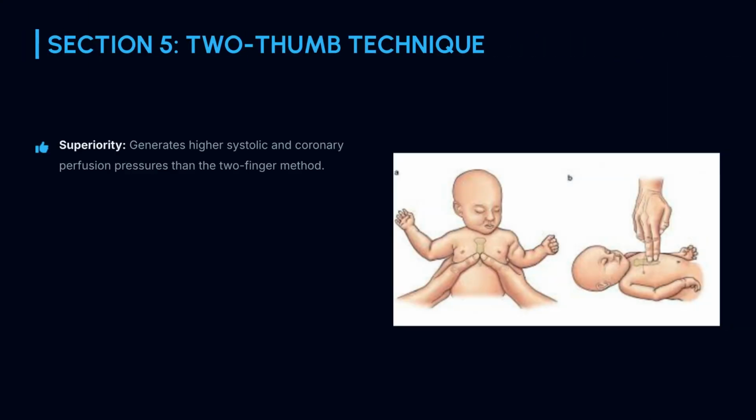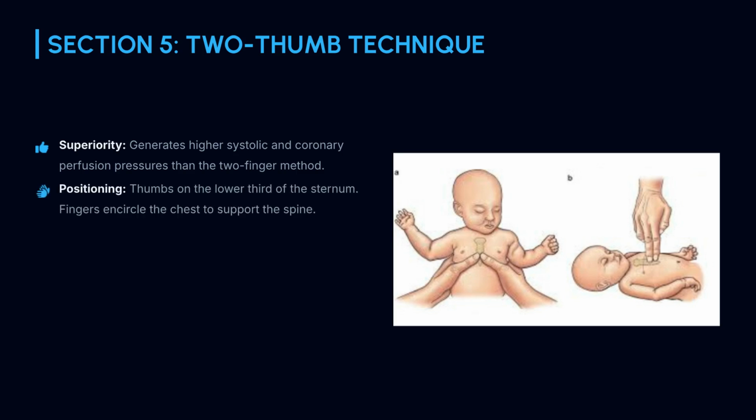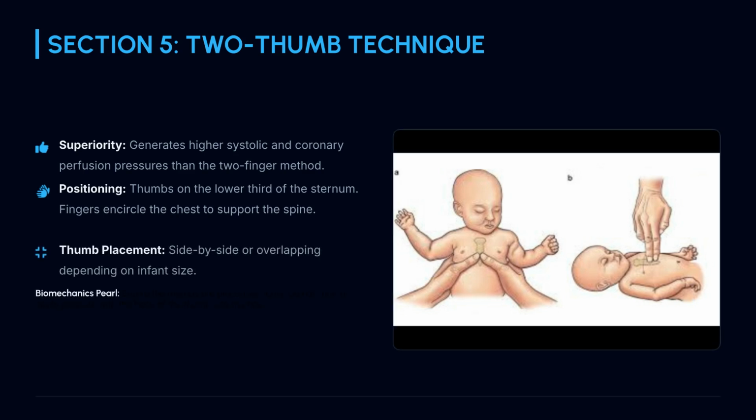The two-thumb technique is superior, generating higher systolic and coronary perfusion pressures. Position your thumbs on the lower third of the sternum, encircling the chest to support the spine. Thumbs can be side-by-side or overlapping, depending on infant size.